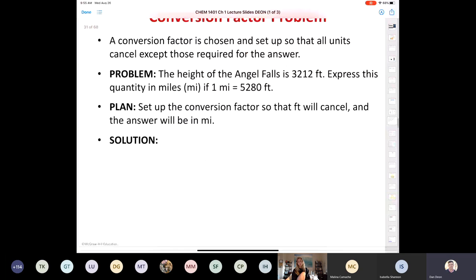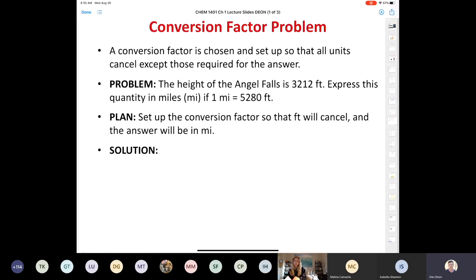It says here that the height of Angel Falls is 3,212 feet. Express this quantity in miles if 1 mile is equal to 5,280 feet. So you can see that I gave you a conversion factor. If it's not a conversion factor that's in the metric system, I will provide that for you. Okay, so what do we need to do here? We are given the height in feet and we want to convert it into miles.